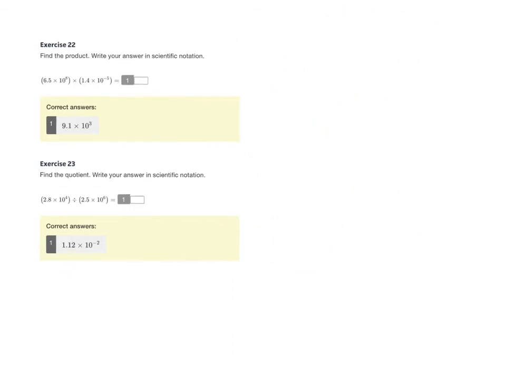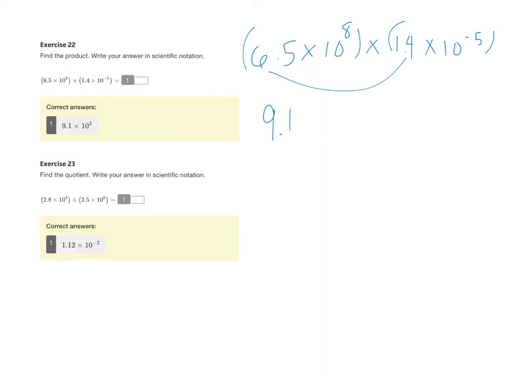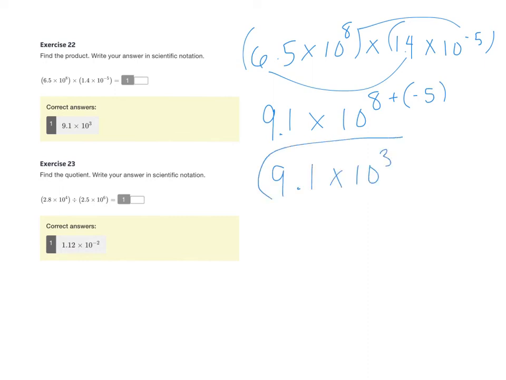Question 22. 6.5 times 10 to the 8th times 1.4 times 10 to the negative 5th. Alright, we're going to multiply these. So I've got 6.5 times 1.4 gives me a total of 9.1 times, and then remember we're going to add these. So this is going to be times 10 to the 8 plus a negative 5, which is going to be 9.1 times 10 to the third. 8 minus 5 is 3. 1 left to go.